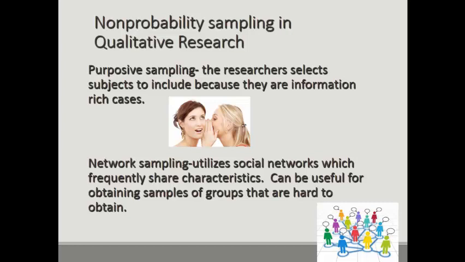Network sampling uses social networks that share characteristics that you're trying to learn more about. It can be useful in obtaining samples in groups that are hard to reach. Network sampling might be helpful when you're interviewing gang members in a particular study because you want to know what brought them into the gang and why they stayed in the gang. Network sampling involves having one gang member refer you to another, so other gang members talk to you as well. One person refers another, and the next person refers another. Network sampling can assist with gathering subjects from groups that are hard to reach.